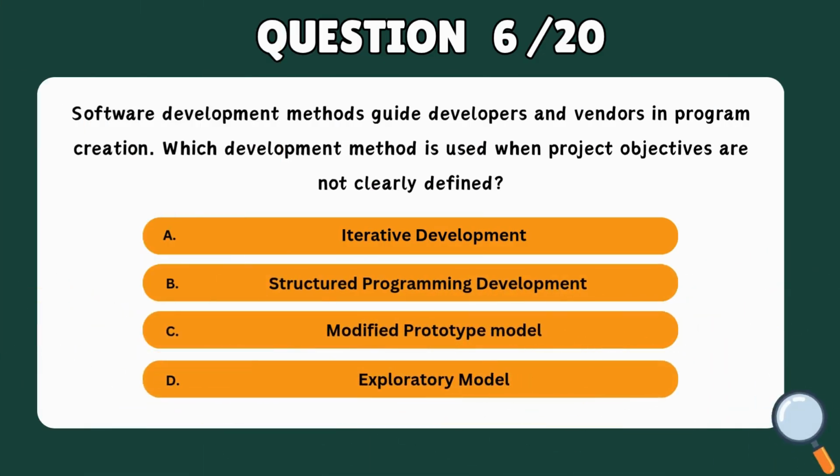Question 6. Software development methods guide developers and vendors in program creation. Which development method is used when project objectives are not clearly defined? A. Iterative development. B. Structured programming development. C. Modified prototype model. D. Exploratory model.